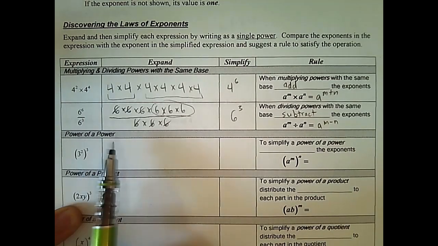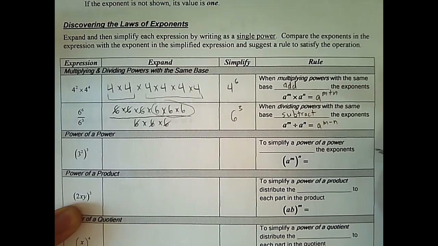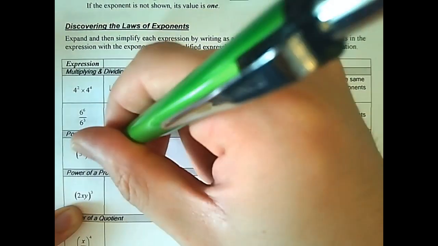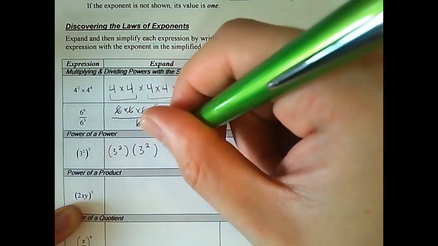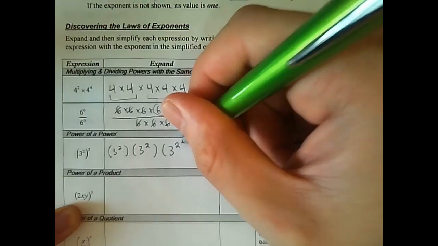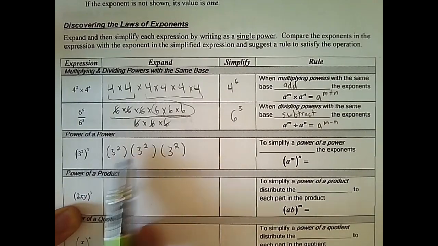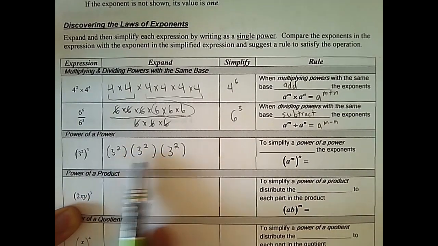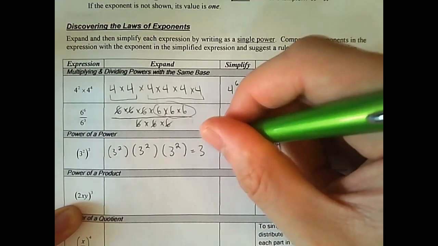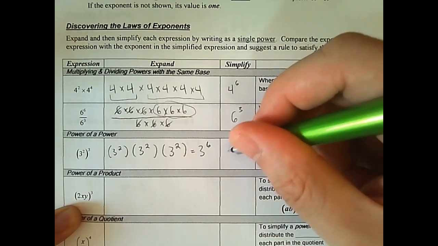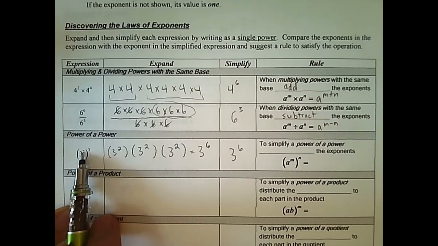Our next one is power of a power. If I have 3 to the power of 2, and then this is the power of 3, this is like saying 3 to the power of 2, 3 to the power of 2, 3 to the power of 2, which then according to our multiplying rule, I'm going to add the exponents here because I'm multiplying these with the same base. I end up getting 3 to the power of 6, which if you think about it, is just our power multiplied by another power.